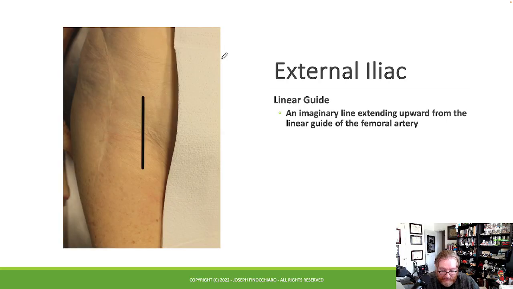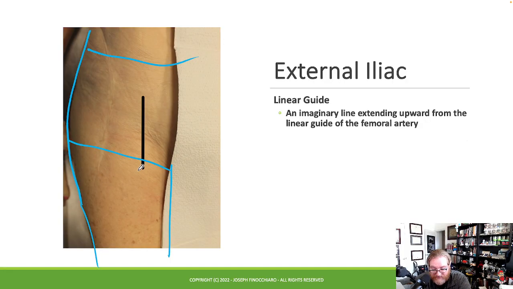The linear guide is an imaginary line extending upward from the linear guide of the femoral artery. Again, useless. So what do we have here? Here we have the buttock, we have the hip. Here's the hip, this is where the leg is coming down, and there's no real way to get the linear guide for this. So what you do is find the femoral artery and work your way back up, is what they're saying.